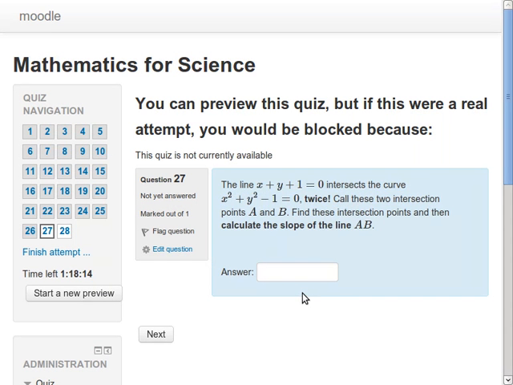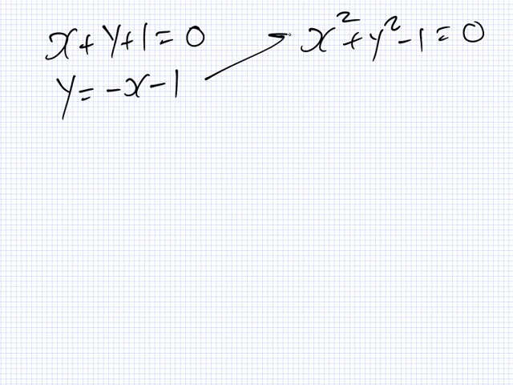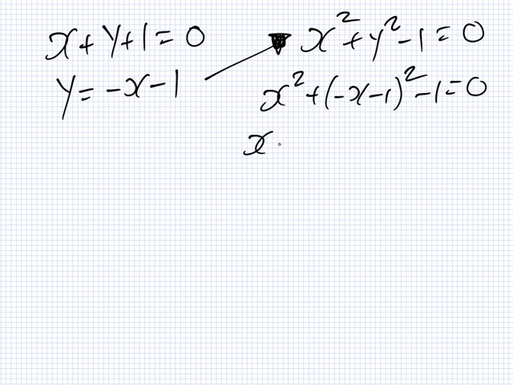Alright, so x plus y plus 1 meets this curve twice. X plus y plus 1 equals 0, and then you have x squared plus y squared minus 1 equals 0. And I want to know what's the slope of the answers. You have 2 answers here. So here I can say y equals minus x minus 1 and sub it in here. So I get x squared plus minus x minus 1 squared minus 1 equals 0. X squared plus 2x plus 1 minus 1 equals 0.